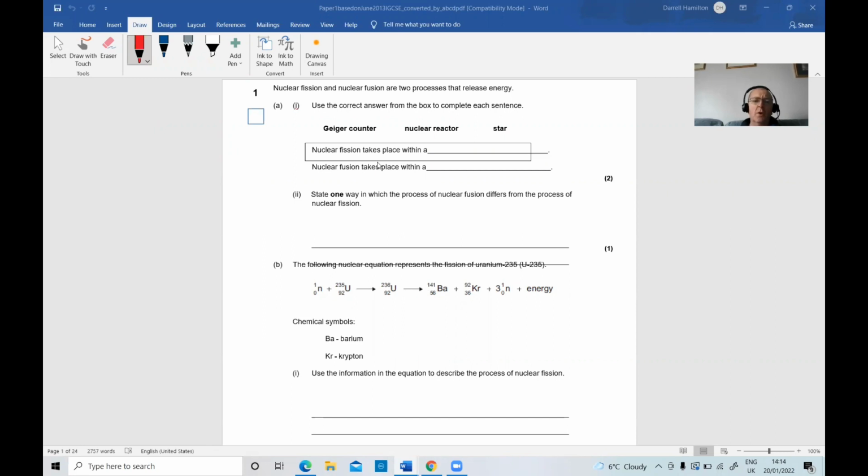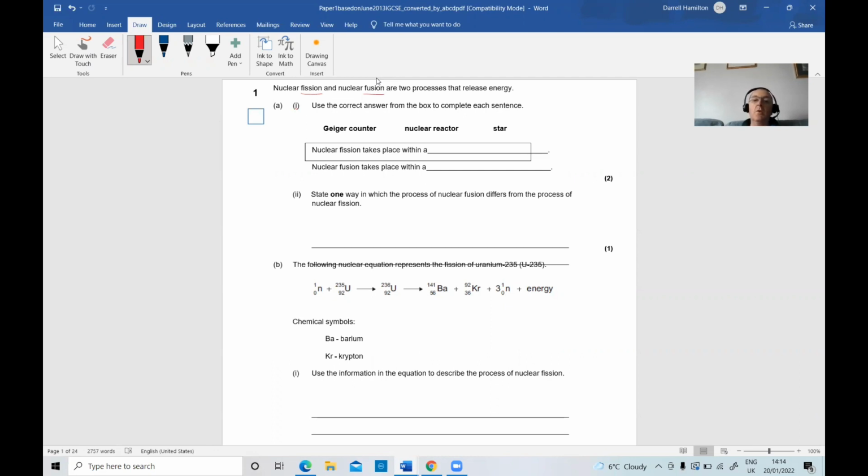I thought I would do some work on nuclear physics, atomic physics today. So here's a question on nuclear fission and fusion. You should know the difference between fission and fusion. And unusually, you need to be careful how you spell these, because fusion with two S's is possibly a misspelling of fission. So you need to spell them correctly. Spelling isn't normally terribly important, but it is in this case.